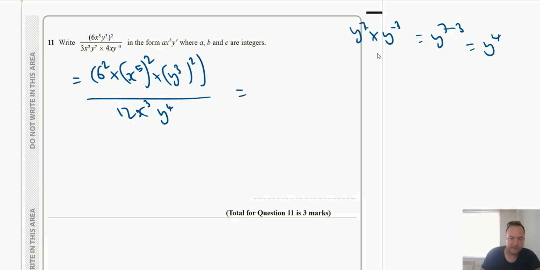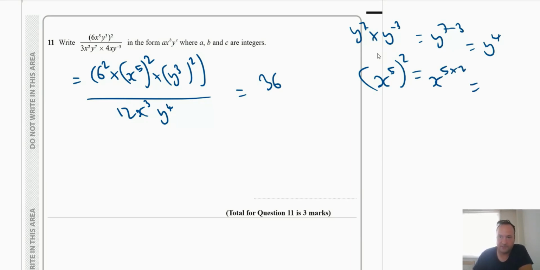And then we can tidy up the top. So we've got 6 squared, which is 36. x to the 5 squared is actually the same as x to the power of 5 times 2. So we multiply the indices together. That gives us x to the power of 10. So we can say 36x to the 10. y cubed squared in the same way, 3 times 2 is 6. So we've got 36x to the 10, y to the 6 over 12x cubed, y to the 4.